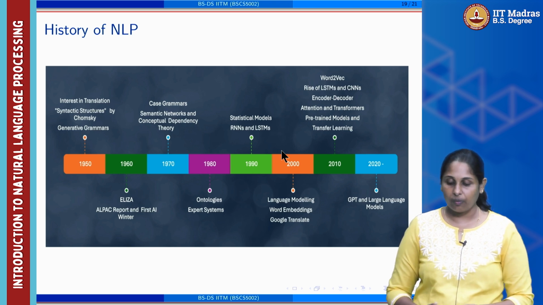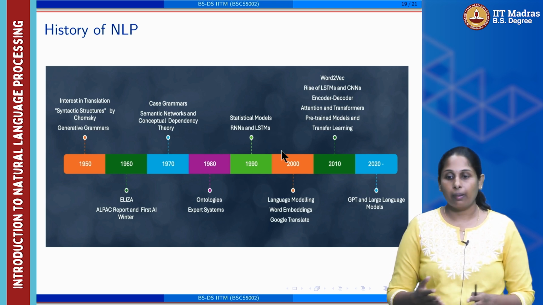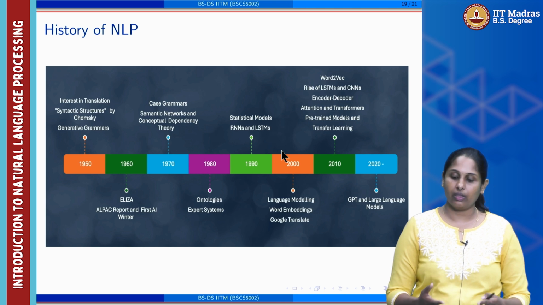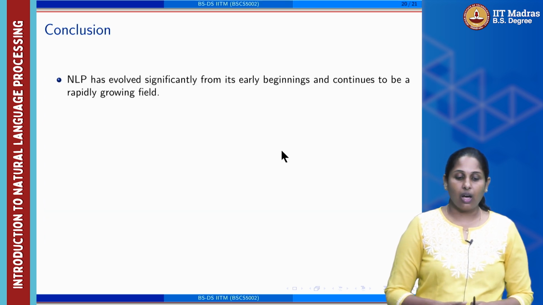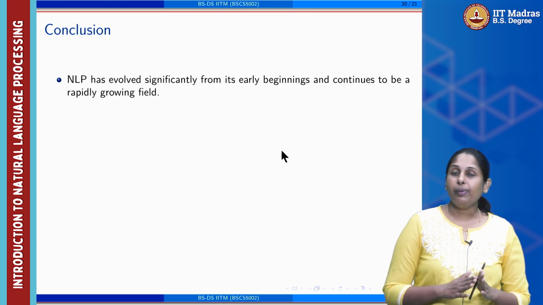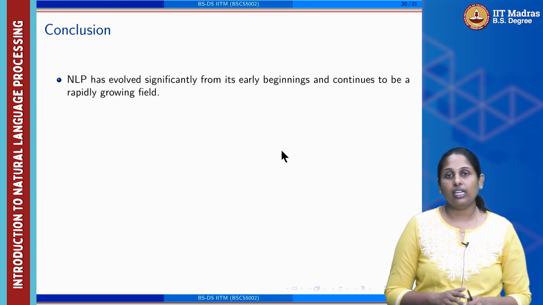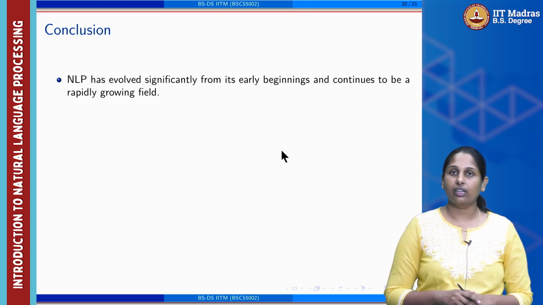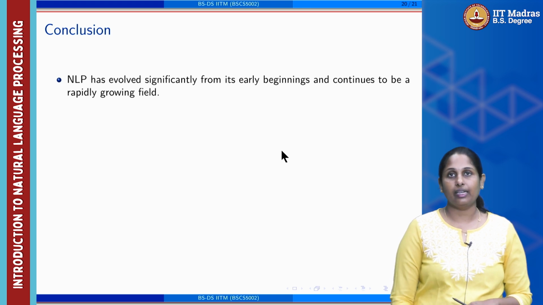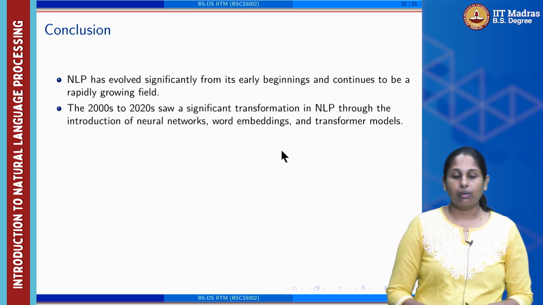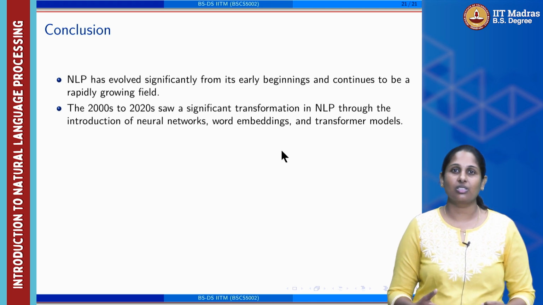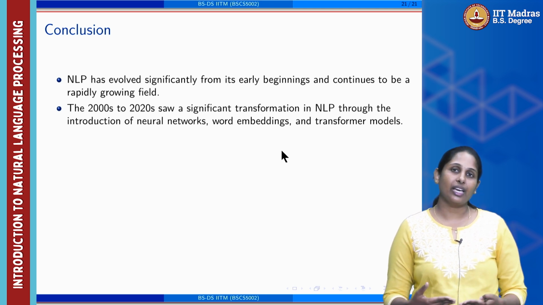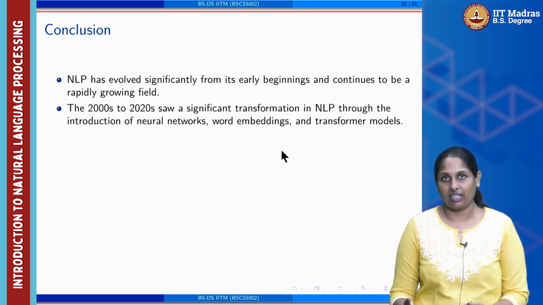So right now we are living in the 2020s with GPT, with large language models in our hands. To sum up, NLP has evolved significantly from its early beginnings, and it continues to be a rapidly growing field, because we need to build more and more applications. These applications should replicate human generation.